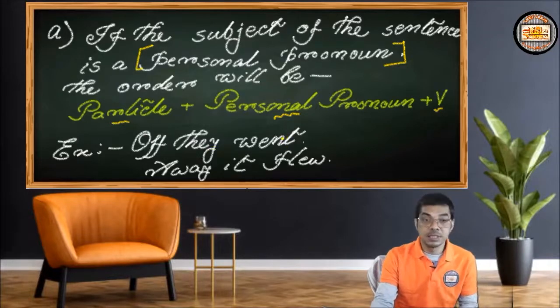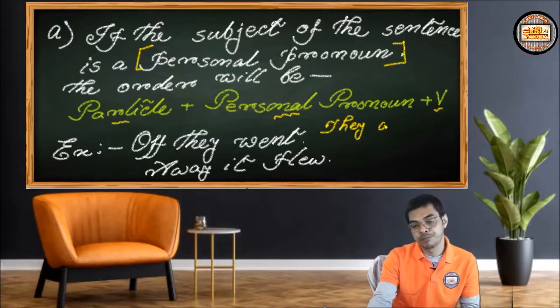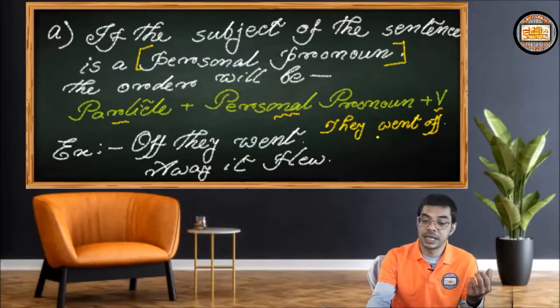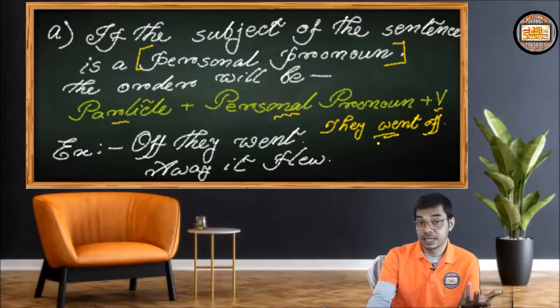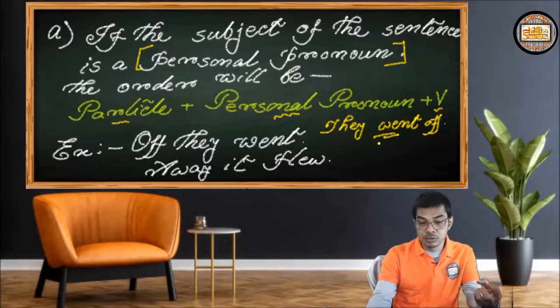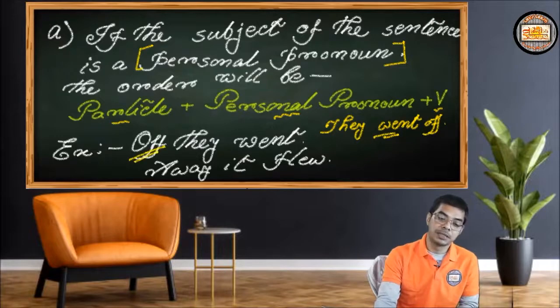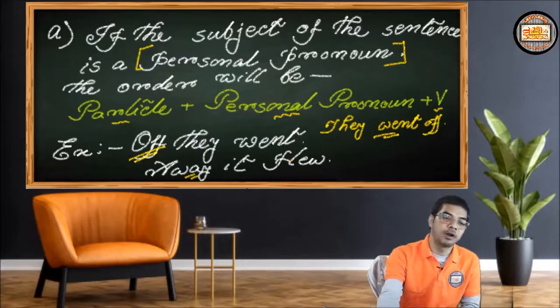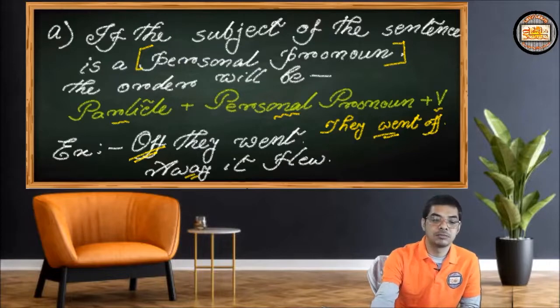So how do they go? Off they went. That means they went off. Off they went. So what does it mean? It means they went off. Now when you say they went off, the impact of the sentence is not like that. It's not an exclamatory sentence. Now we want to make it an exclamatory sentence. We want to produce the sentence with some extra effort. So what will we do here? We'll put the adverbial particle at the beginning. Off they went, away it flew, and you would get this. And this is the first point.